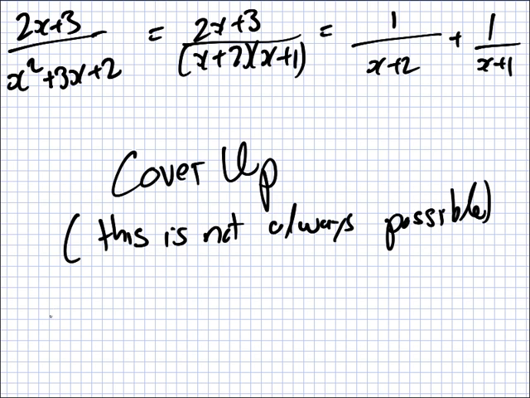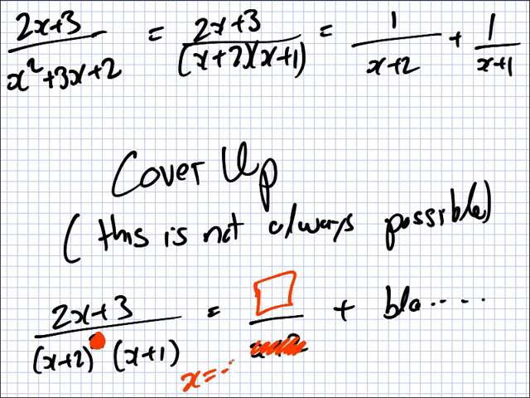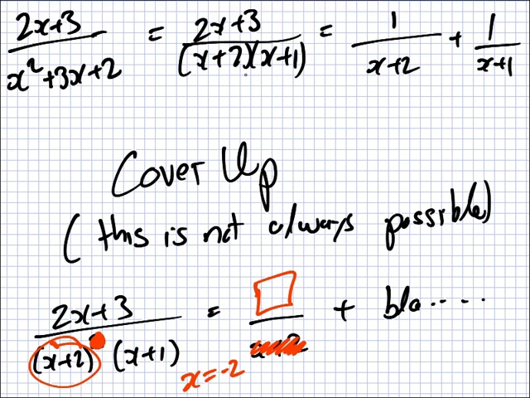So, for example, suppose you have something like (2x plus 3) over (x plus 2) squared times (x plus 1), and that's equal to something plus dot, dot, dot. Suppose the first one was x plus 2. You have a problem. If you cover up x plus 2, you have two of them, so you can't make x equal to minus 2, because you'd have to divide by 0. So it's not possible here. It's possible elsewhere because you can cover up everything that's a problem. Why this works, I won't tell you.